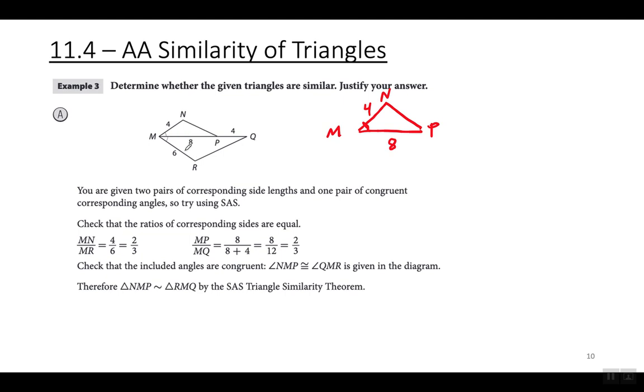Now, this triangle down here that's upside down, I'm going to put right side up so you can see how it compares. M, the R is up here and the Q is down here. So MR measures 6. And what I want you to see is the length of MQ. From M to P is 8, and from P to Q is 4. So in total, this has to be 12.